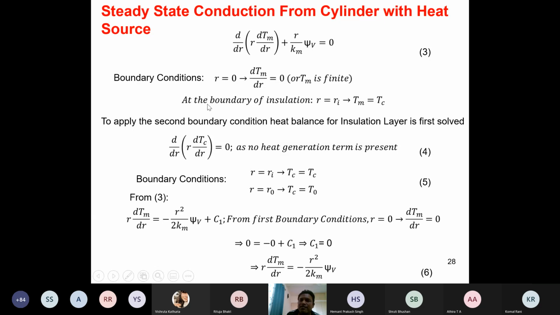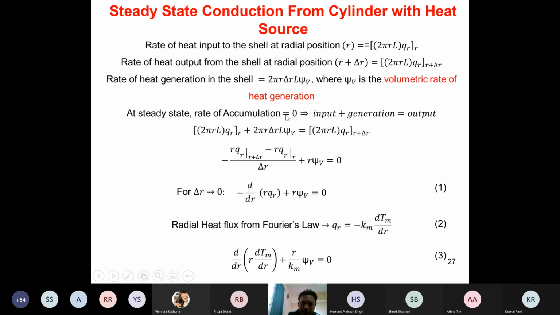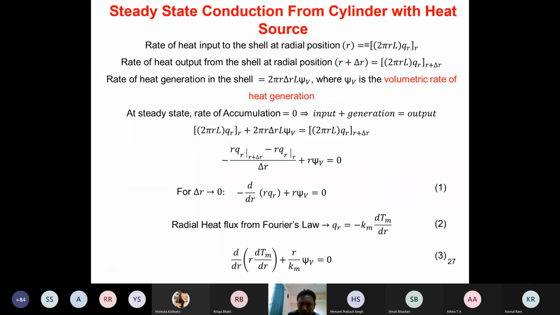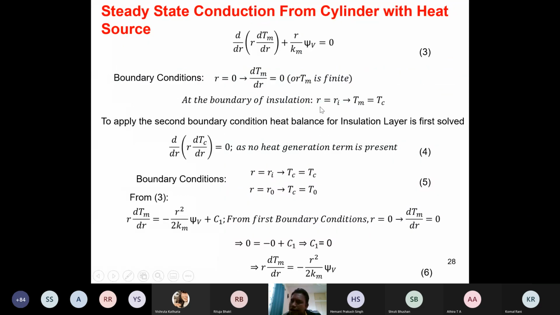The next boundary condition is at R equals Ri. R equals Ri means this is the boundary of the metal wall. Remember, I can go back and show you. There is metal up to Ri, and above Ri to R0, there is an insulation. The insulation material is a different material, isn't it? So metal is only up to Ri. So the second boundary condition is R equals Ri, which is nothing but the boundary of the metal wall. The temperature Tm is going to be Tc. Remember, I said that the temperature inside this insulation is denoted by Tc, isn't it? So the temperature exactly at the boundary of the metal wall and the insulation is going to be Tc.